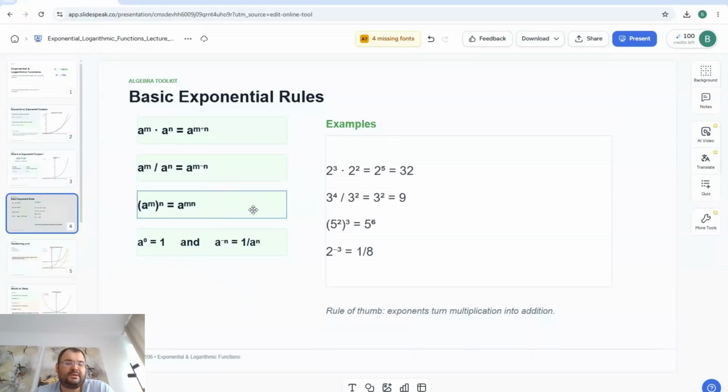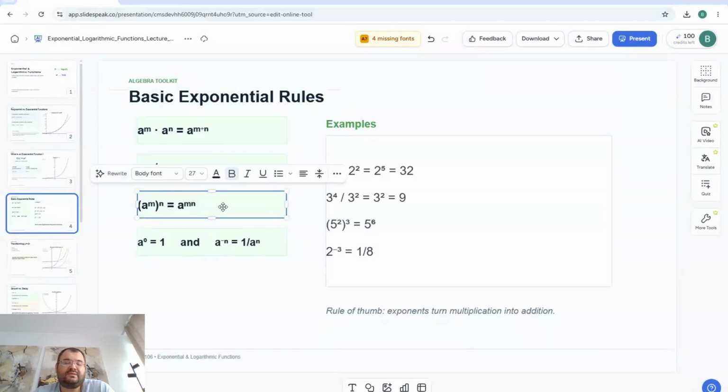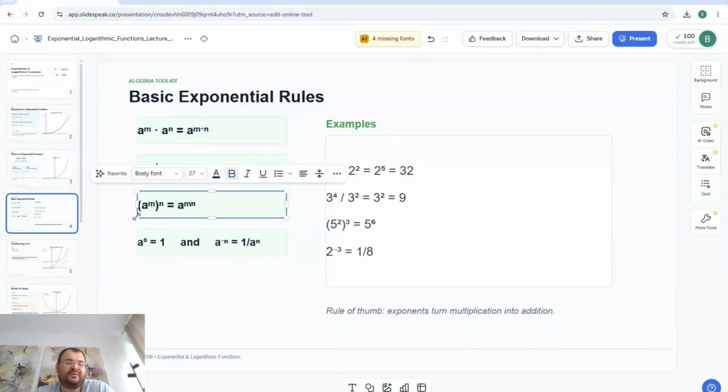So here we have examples, but I would like to mention, for example, for the third rule, assuming that we already know the first rule, a to the m times a to the n equals a to the m plus n, we can prove this third one, because what we are doing here is we have two terms, and we are just summing the exponents of those two terms. How many terms do we have in here?